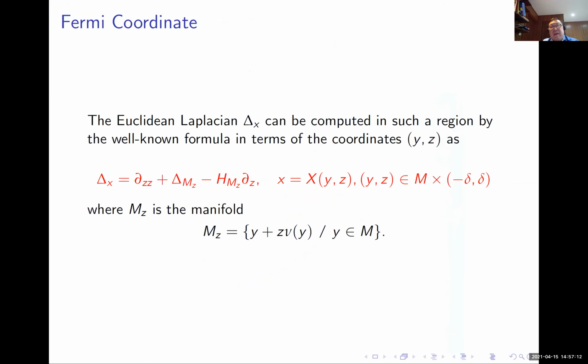Okay. So then we can compute the Euclidean Laplace using the coordinates y and z. Here y is in M, and z is the signed distance from this manifold. This is a well-known formula for the Laplace: d_zz plus the Laplace-Beltrami operator of M_z. You fix the distance, so you get a surface, and this is the mean curvature times d_z. Now we see the mean curvature comes in.